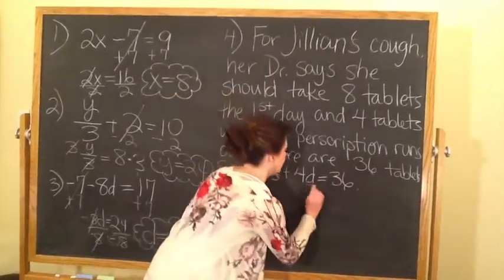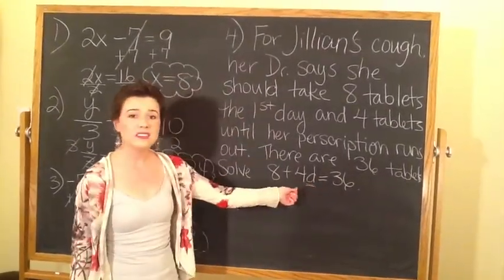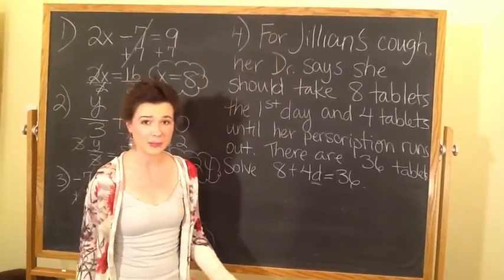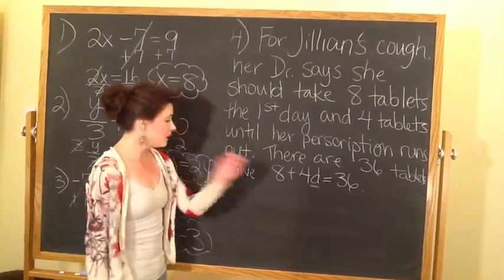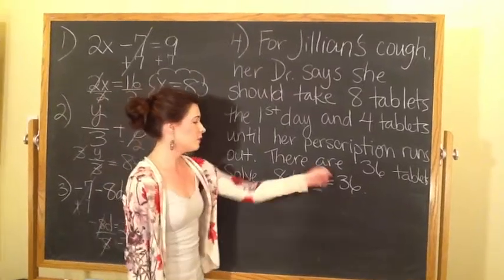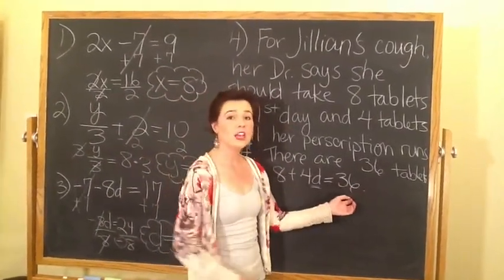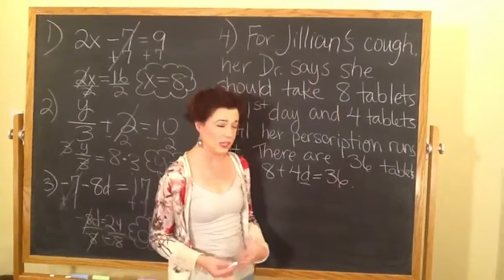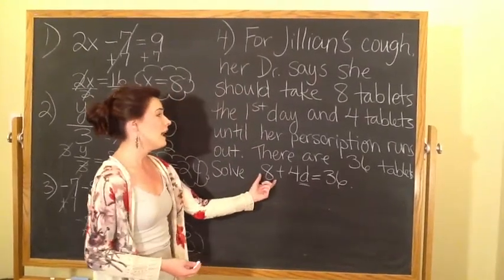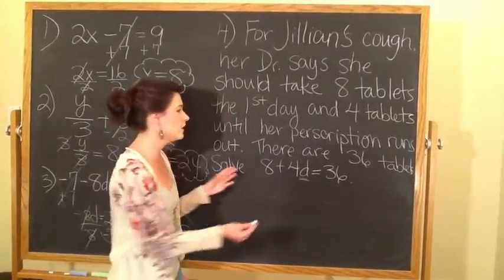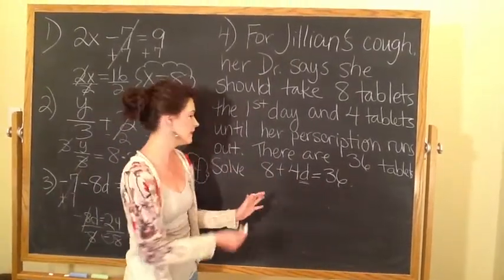So basically, this variable d is standing for how many days she is going to be taking her medicine. So we know that this is 1 day, but then this is the remainder of the days that she's going to be taking her medicine, and then that should equal 36 tablets total eaten. They already gave us the equation, so let's first look at where they get the equation in the first place.